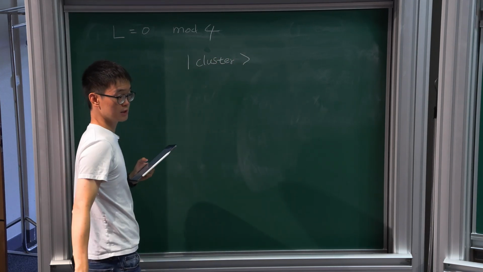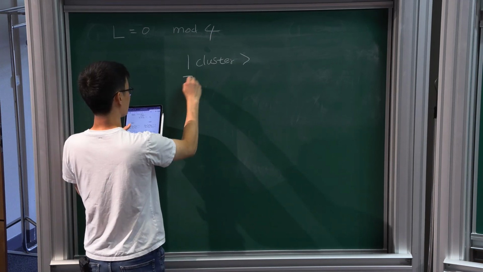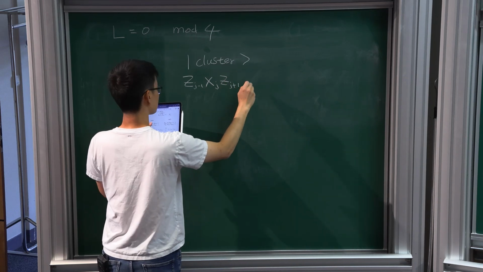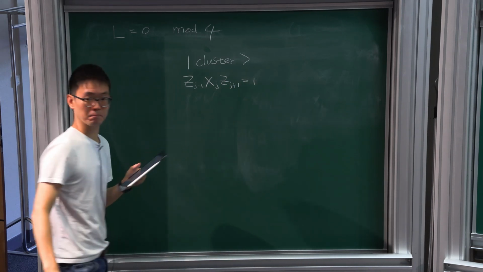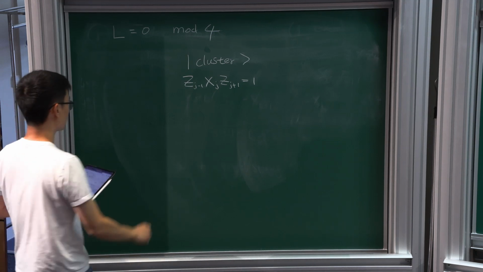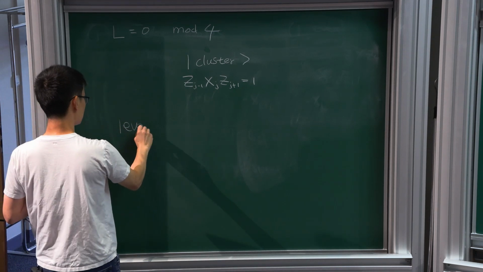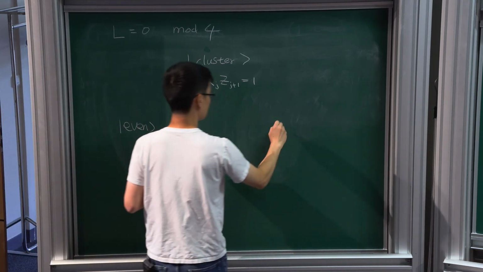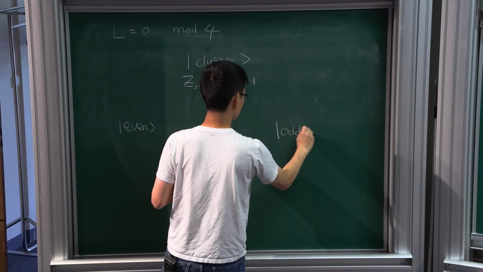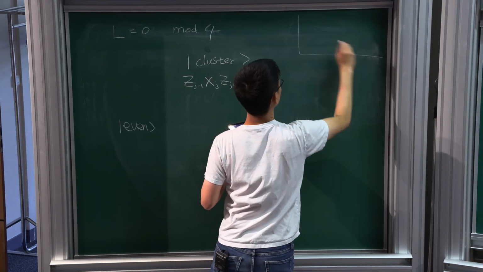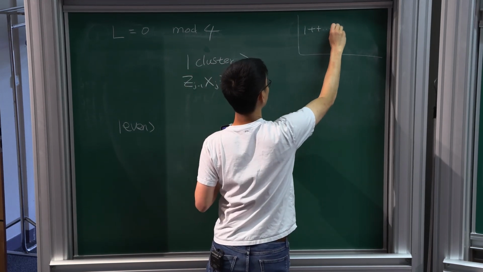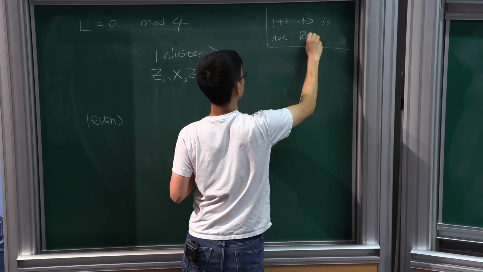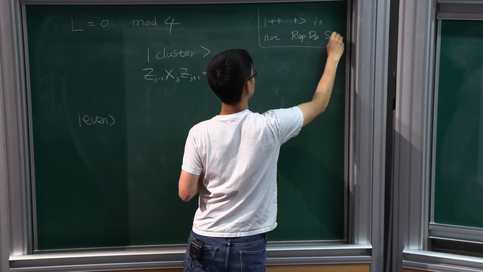We have the cluster state we already discussed. It obeys Z_{j-1} X_j Z_{j+1} = 1 for all j. There are two other SPTs, which I'll call the even state and the odd state. And it's important to emphasize that the product state is not a Rep(D8) SPT.